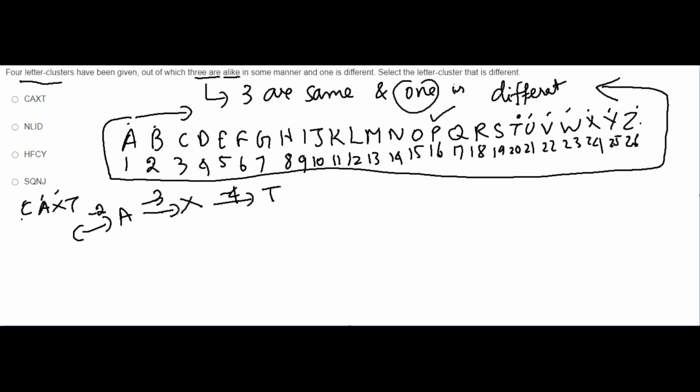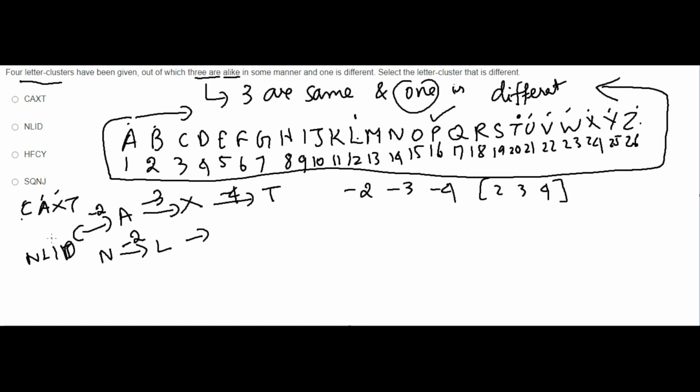So automatically, what's the variation? It's going as minus 2, minus 3, minus 4, commonly 2, 3, 4 in this order. We take the next one, NLID. N to L, how much are you getting? Look at it here, 1, 2, right? So minus 2 gives L.